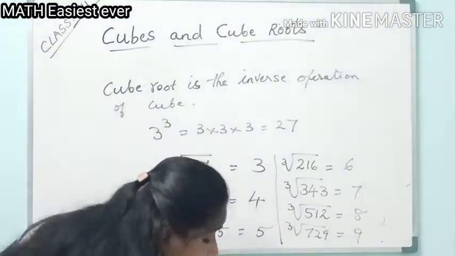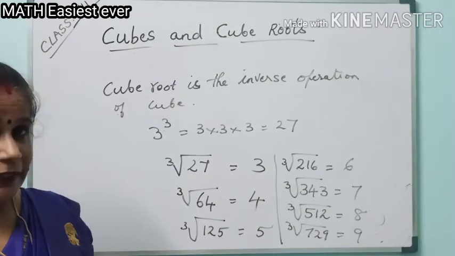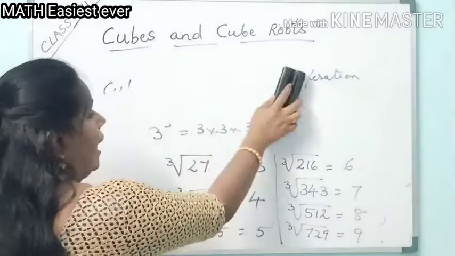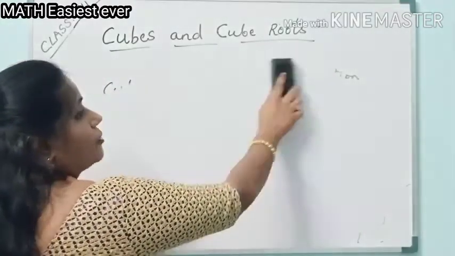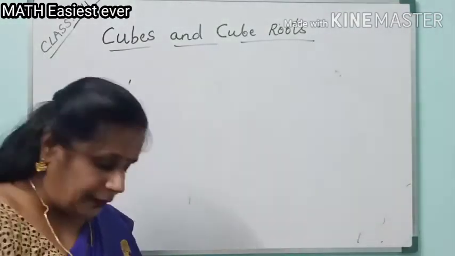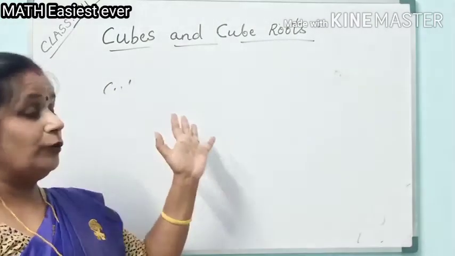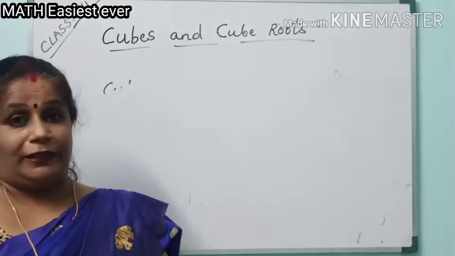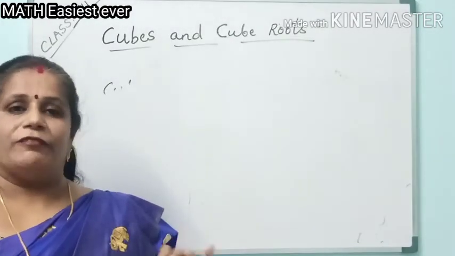After this, let's see how to find out the cube root using the prime factorization method. I have told you about the prime factorization method in my previous videos. When finding square roots we also did the prime factorization method. So cube root is also the same. We have only one method for finding the cube root, not like square root where we had 3 different methods, right? For cube root, we'll just do only one method, the prime factorization method.